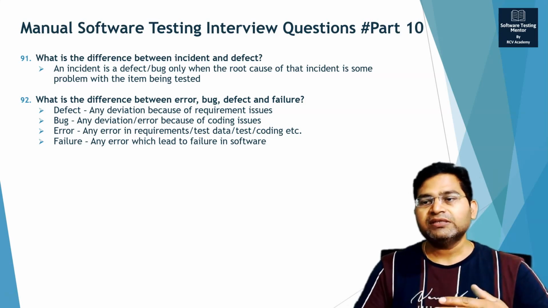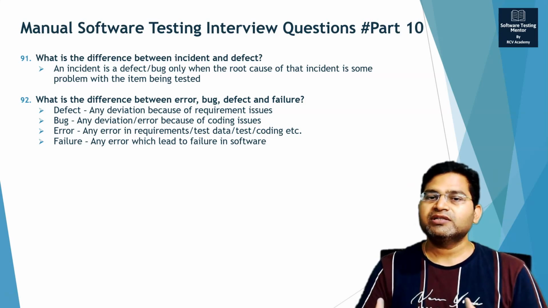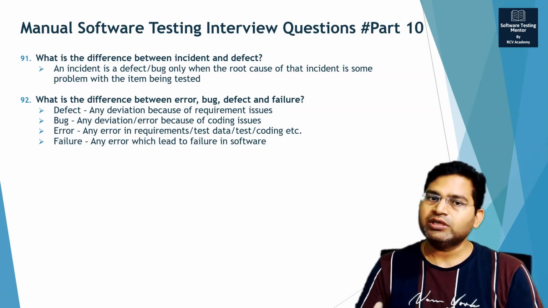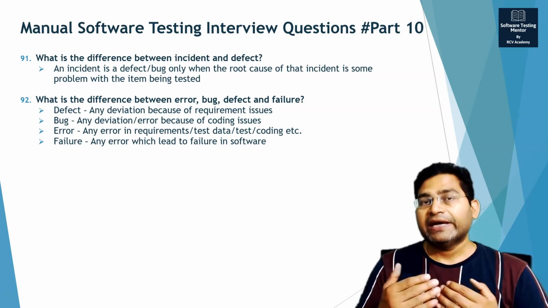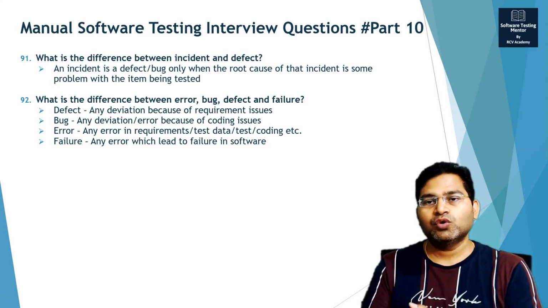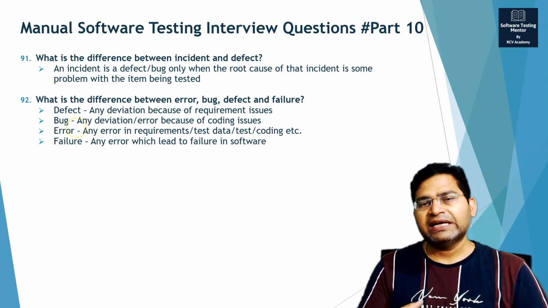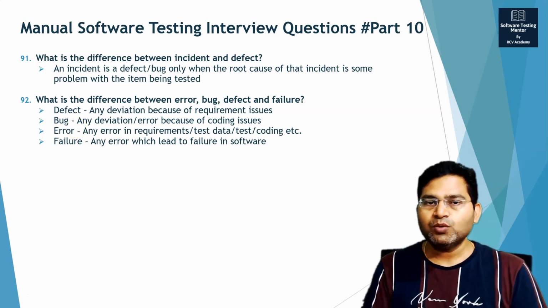But the fine difference is, a defect is a deviation because of requirement issues, while a bug is a deviation or error because of coding issues. When we say error, an error is any error in requirement, test data, test, or coding, any human error that has been made and that can be rectified.